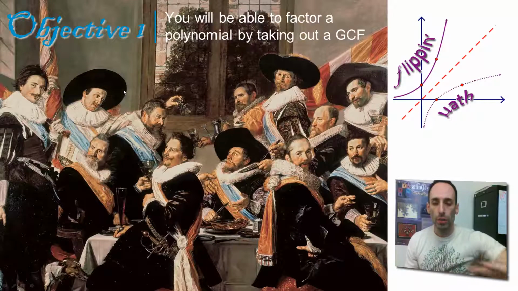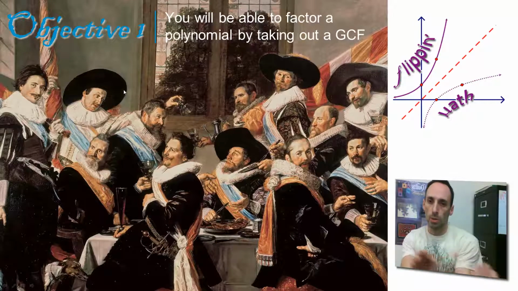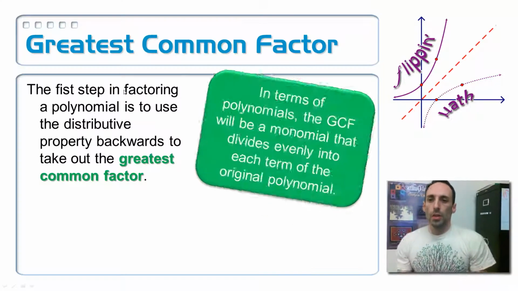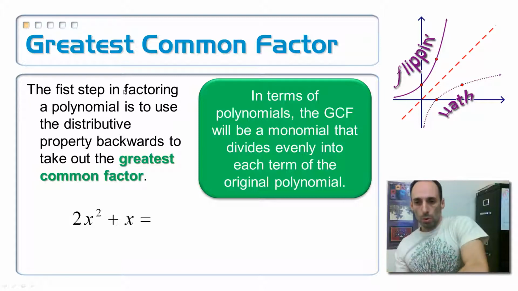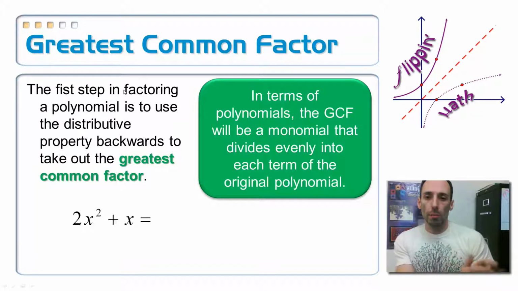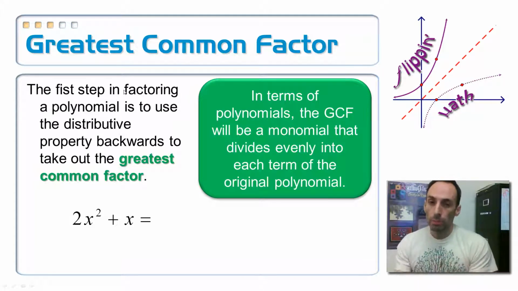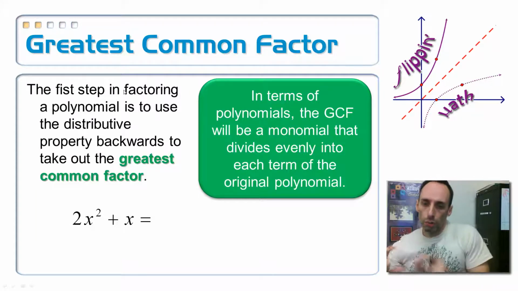We're looking at all of the terms and seeing what they all have in common so I could pull it out. Okay? So the first step at factoring is basically using the distributive property backwards to take out the greatest common factor, the GCF. Okay? It is the term, it's a monomial term, that divides evenly into every single term of your original polynomial.